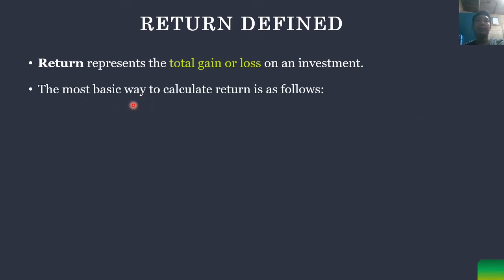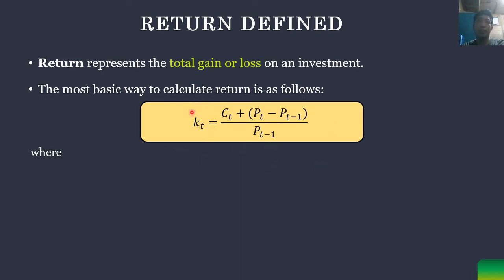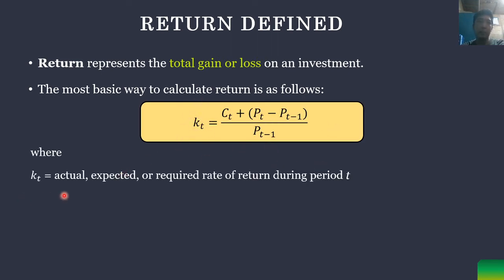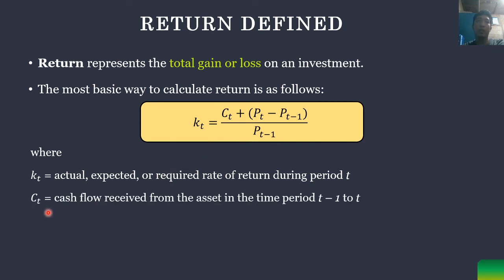Okay, and the most basic way to calculate return is as follows. Okay, so that is what? K represents the actual, expected, kung future, or required rate of return during a time period T. So yan daw yung return. Paano natin kino-compute? So we have the cash flow received from the asset in the time period T minus 1 to T. So ito most likely represented by one time period, normally 1 year.